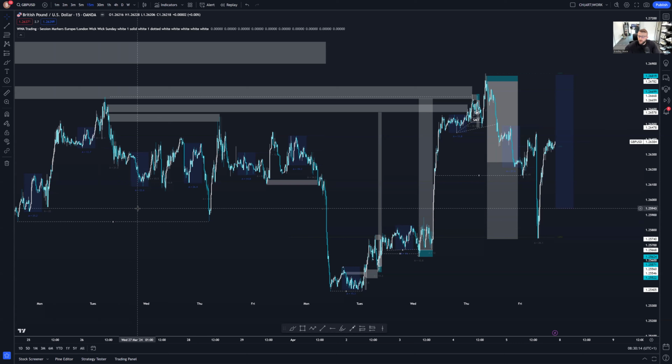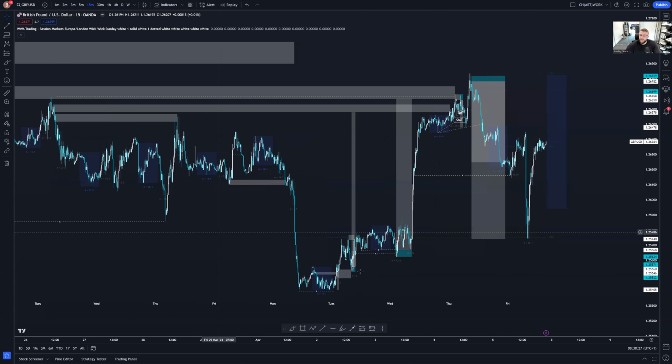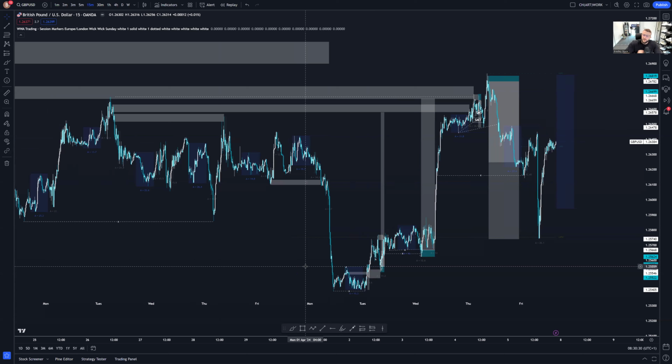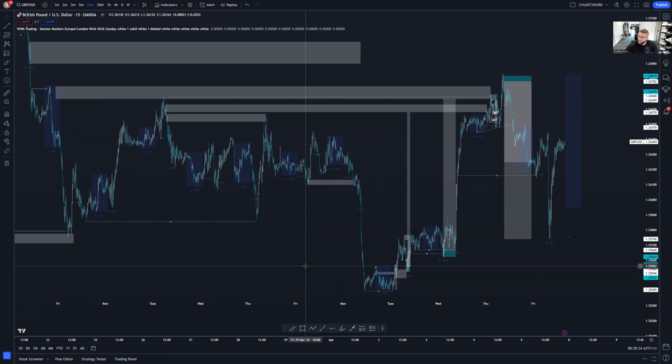Basically, I'll walk through GBPUSD price action for last week, and the week was the 1st to the 6th of April. Now, price action was very good and very clean this week. With our weekly recap to the group, basically exactly what we wanted to see happened.